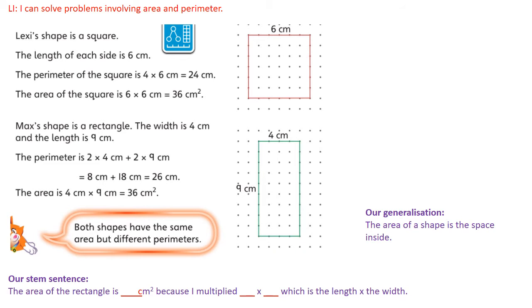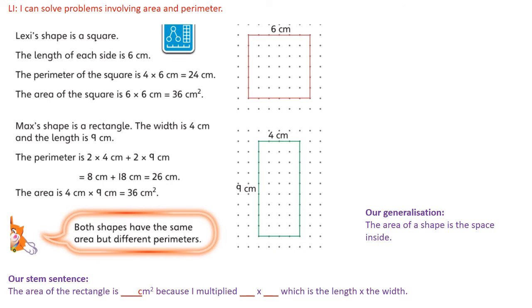The area of the square itself, remember, we can work that out by doing length times width. So the length is 6 centimetres, but the width is also 6 centimetres. So 6 times 6 is 36 centimetres squared.